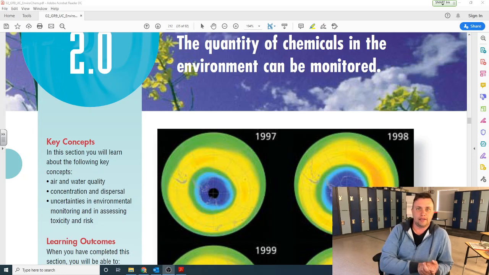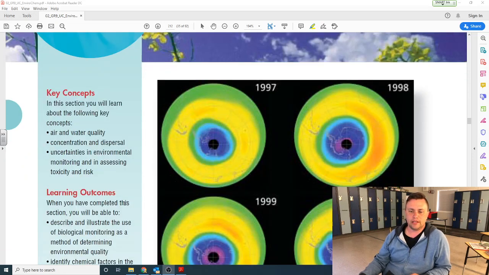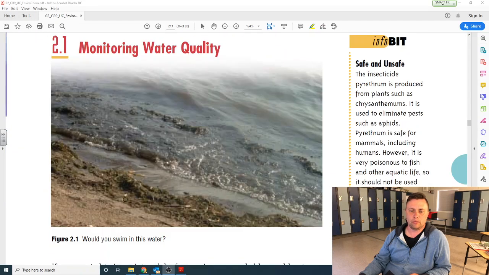So grade 9th, we're into topic number 2 for the environmental chemistry unit. This one, as you can see on the side here, there is air and water quality, which we'll talk about this week, and then we'll talk about some other stuff next week that goes into topic 2, like monitoring the atmosphere and things like that. But for right now, let's get into air and water quality, starting with water quality.